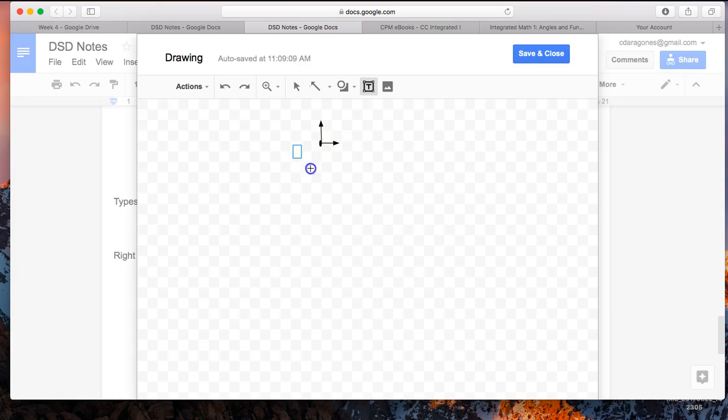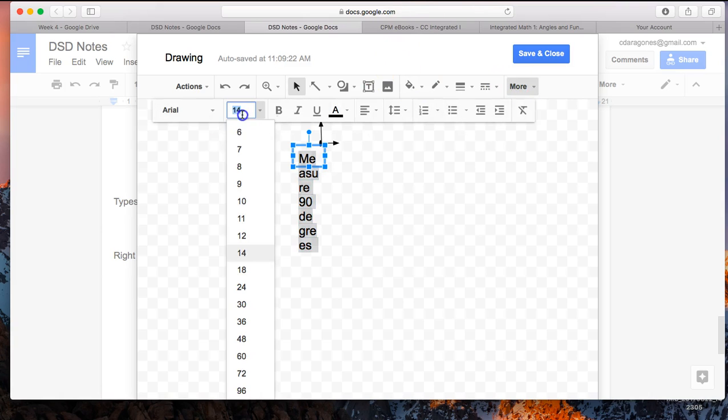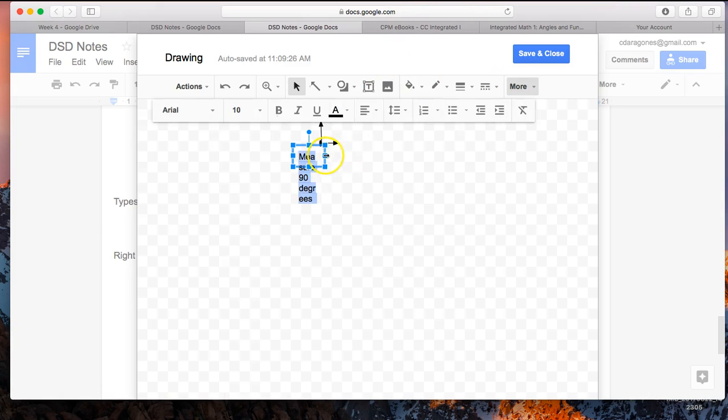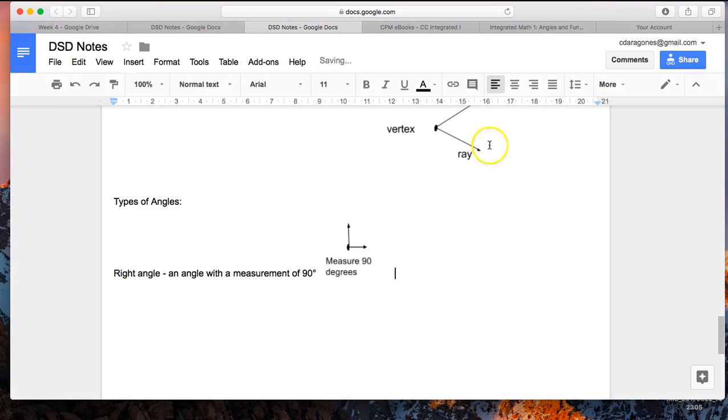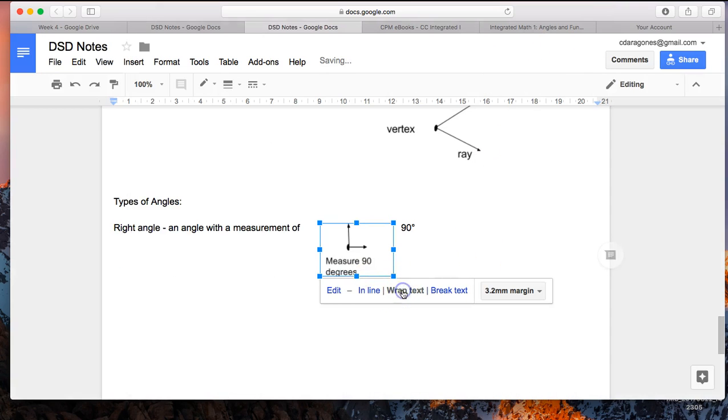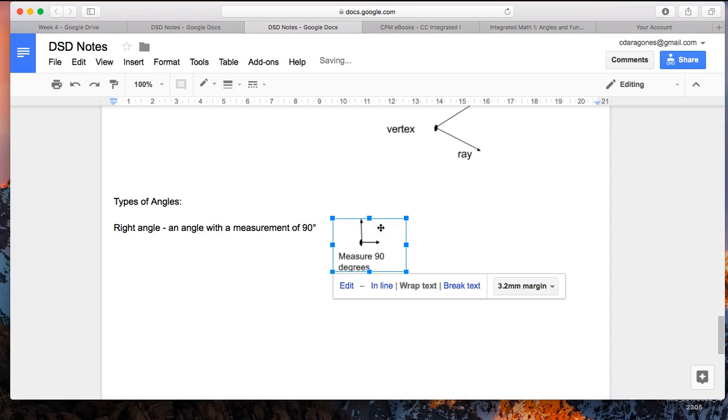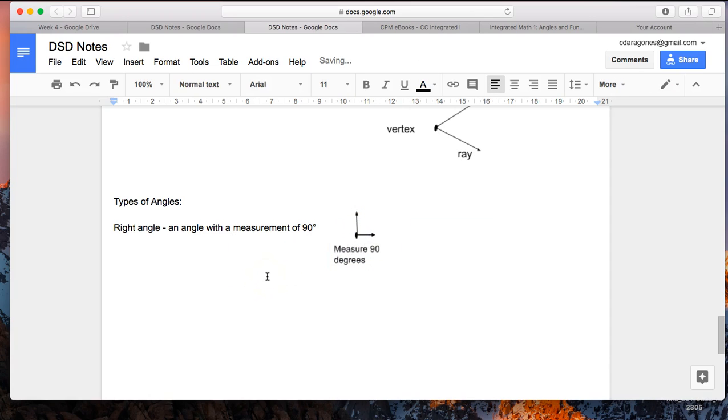So it measures 90 degrees. Okay. So you can go ahead and write down the definition of a right angle and draw the diagram. Pause the video, and then when you're finished, you can keep on going.